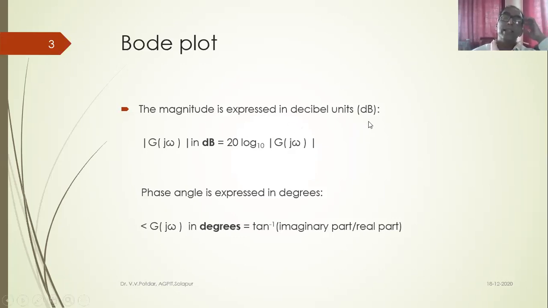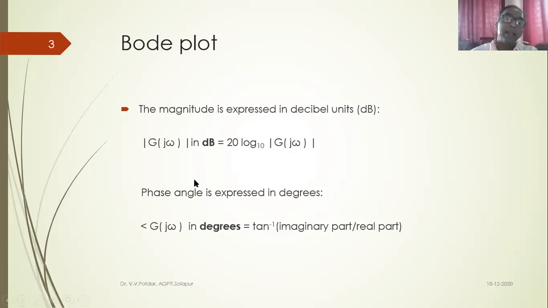So as I said, 1 decibel is 20 log to the base 10 of that parameter. In this case, we have the parameter, a transfer function, so mod of G(j omega) in decibels will be 20 log to the base 10 of mod of G(j omega). Whatever transfer function I have got, I take the magnitude of that, take the log of that magnitude and multiply it by 20. It gives me my decibel scale of magnitude.